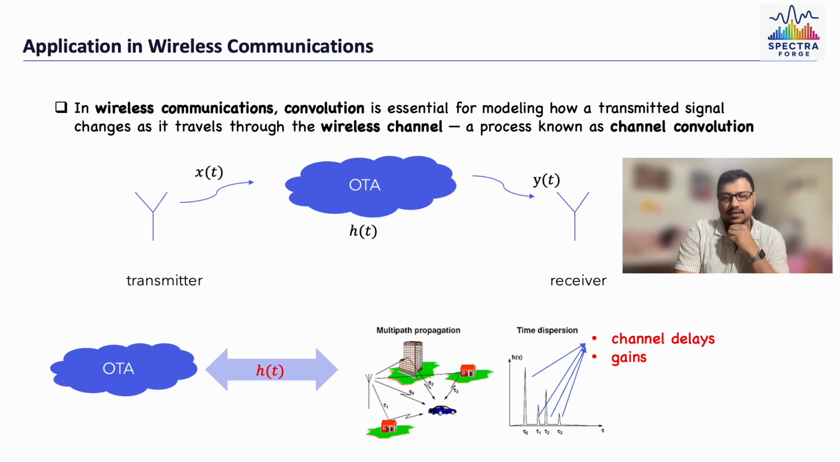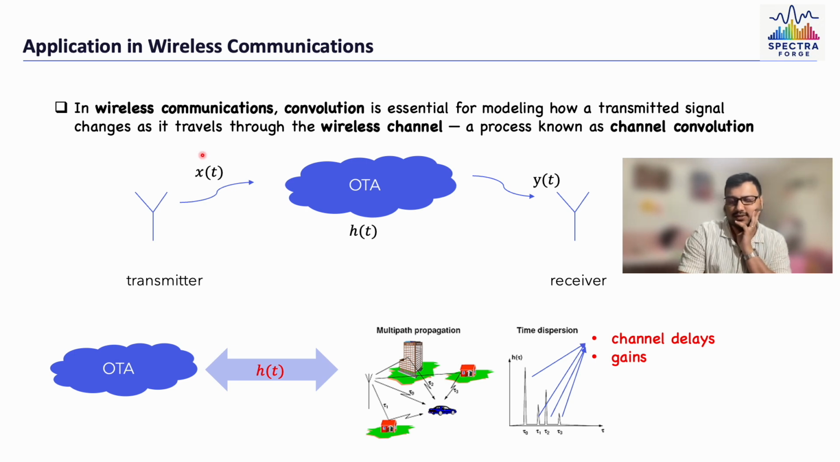Okay, now let's have a look at an example where linear convolution is useful, or where we can understand its physical significance. So we consider wireless communications because it's easy to understand. It's not necessarily wireless communication; it could be wired as well. So it's any system that has an impulse response, basically.